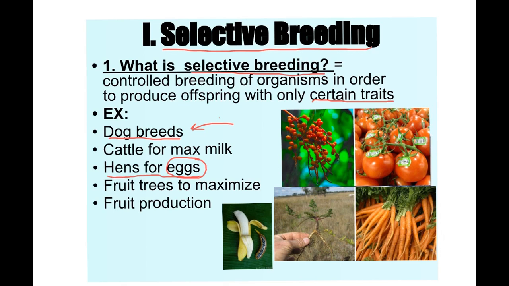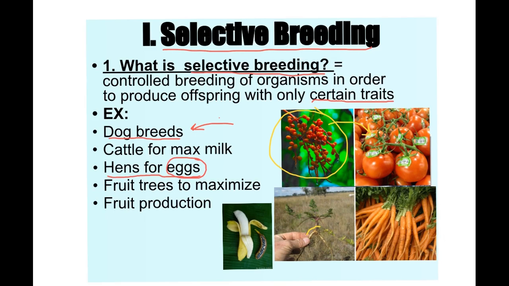Another thing, plants are also selectively bred. You can see up here, these are wild tomato plants. Not very big, it's almost like the size of a cherry. But over the years, tomatoes have been selectively bred, so their fruit is much, much larger.